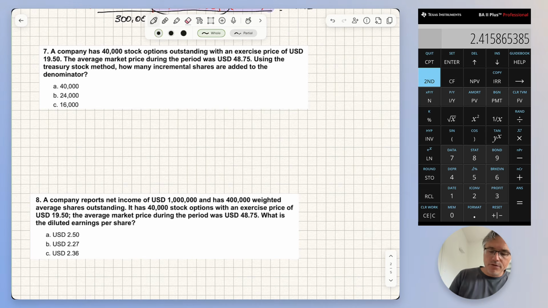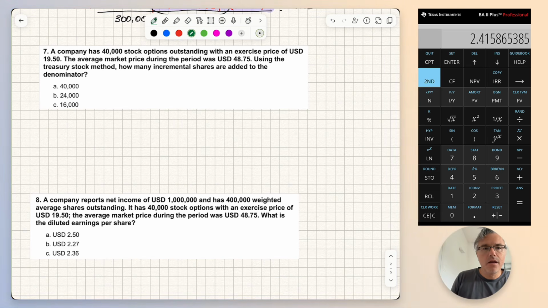Number 7, now we get on to options, and this is where we use the Treasury stock method. A company has 40,000 stock options outstanding with an exercise price of $19.5. The average market price during the period was $48.75. Using the Treasury stock method, how many incremental shares are added to the denominator? So with options, you're only going to make an adjustment to the denominator of the fraction, not the numerator. In this case, we're asked just for that adjustment to the denominator of the fraction, how many so-called incremental bonus shares are being added.